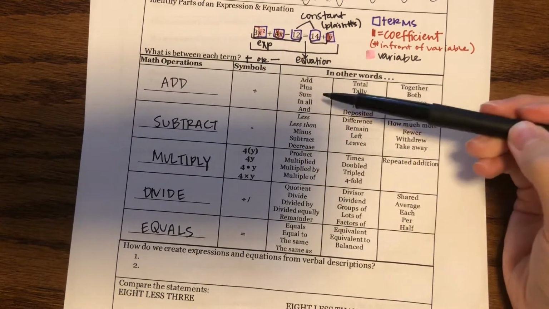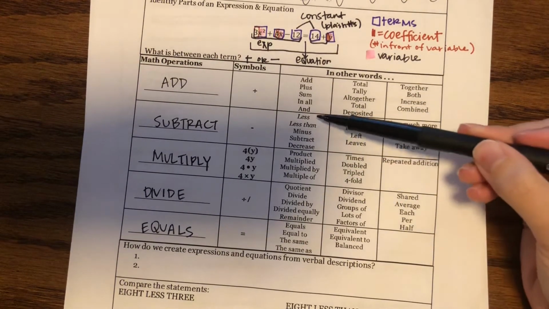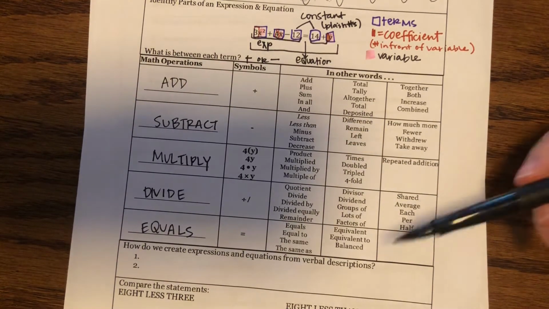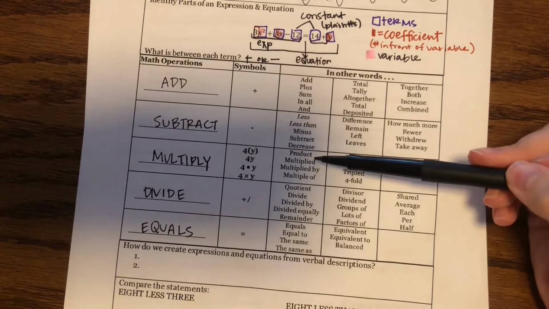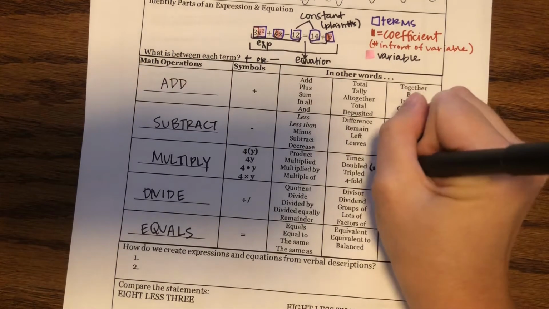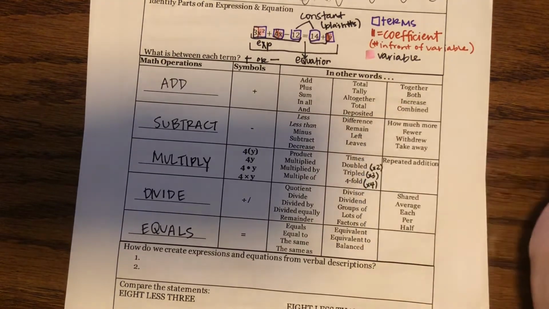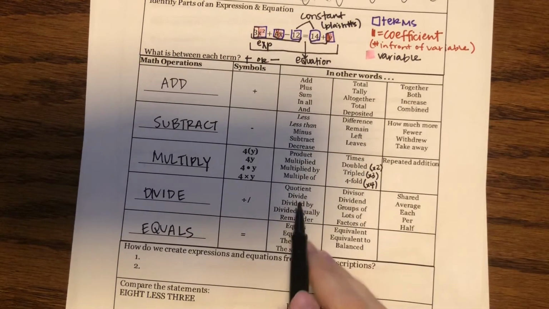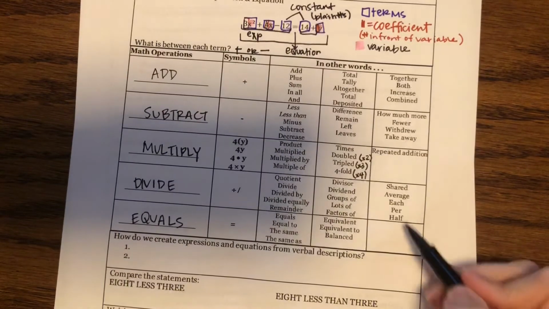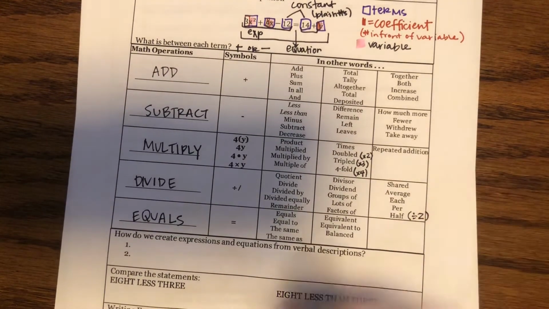So we have our addition, so add, plus, sum, and all, and so on. Subtract, less, less than, minus, decrease, the difference, how much more, fewer, withdrew, take away. Multiply, we can say the product, multiplied, multiplied by, a multiple of, times. Doubled means it's times 2, tripled, times 3, fourfold, times 4. We can divide, so our quotient, divided by, divided equally, remainder, and so forth. Half means divide by 2. Those are also great examples.